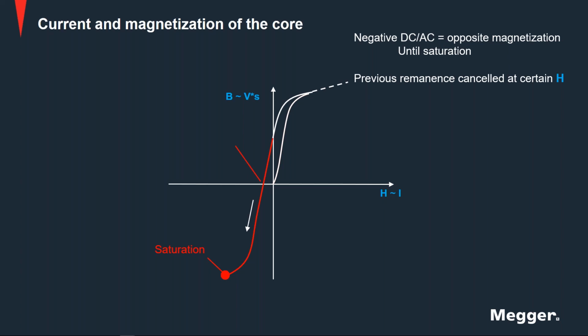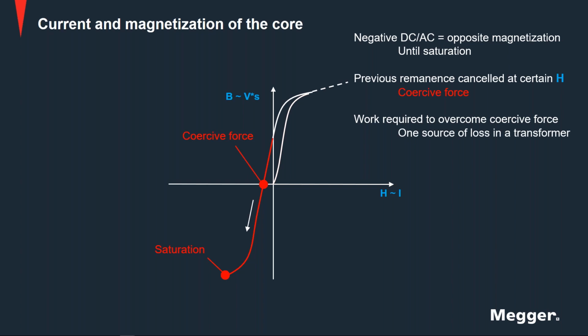The previous remnants is canceled at a certain H, as we see here crossing this line, and this is called the coercive force. The transformer must perform work to overcome this coercive force, and it is one source of loss in a transformer.